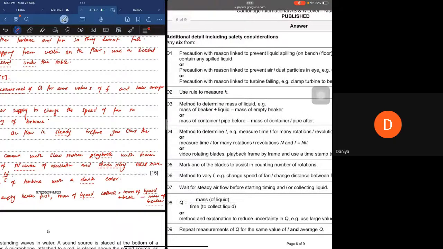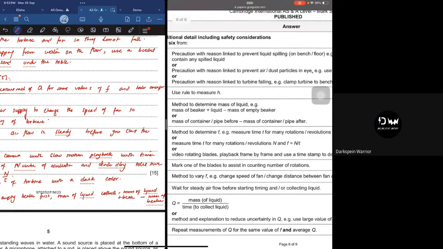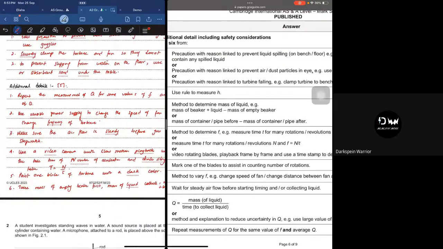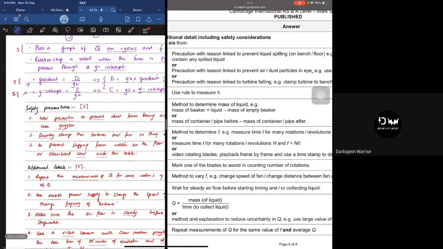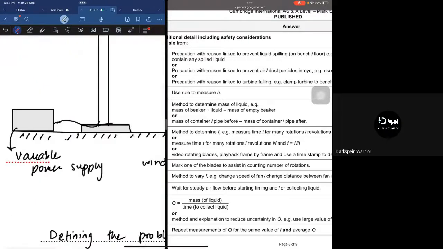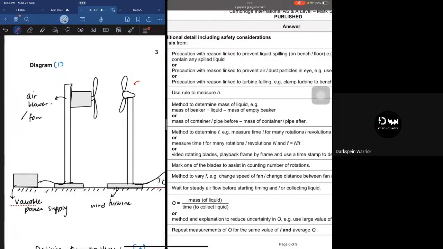And then it says mark one blade to assist in counting. We have painted it. We have not marked it, but we have painted it, which is the same thing. We're good people, right? Is it clear? Yes, sir. Then method to vary the speed of the fan. Even if he forgot to write it, he has shown that I have put a variable supply against the fan, so he will get this mark even if he has not written it in the additional detail. So your additional detail method and other marks can still be scored from the diagram itself. Get it? Yes.